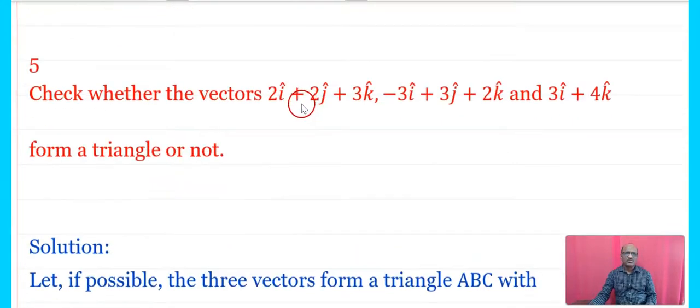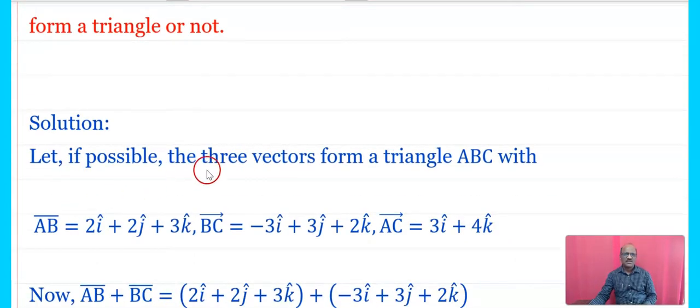Now the next problem. Check whether the vectors 2i cap plus 2j cap plus 3k cap, minus 2i cap plus 3j cap plus 2k cap, and 3i cap plus 4k cap form a triangle or not.